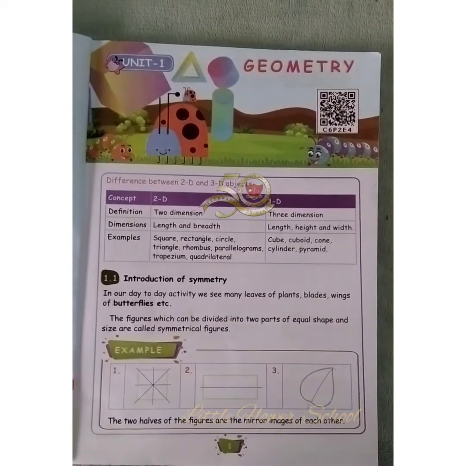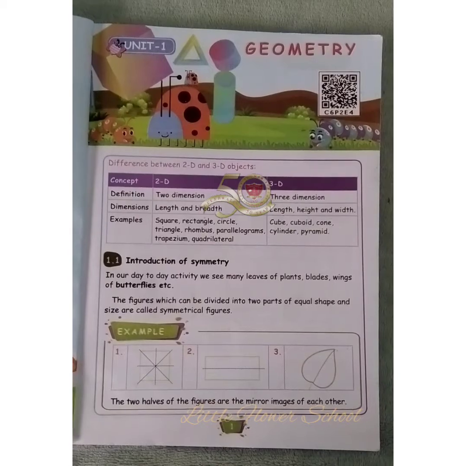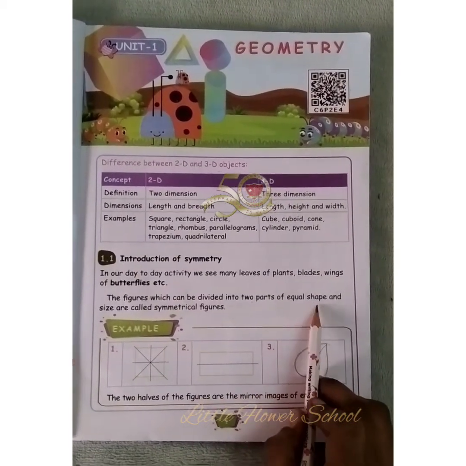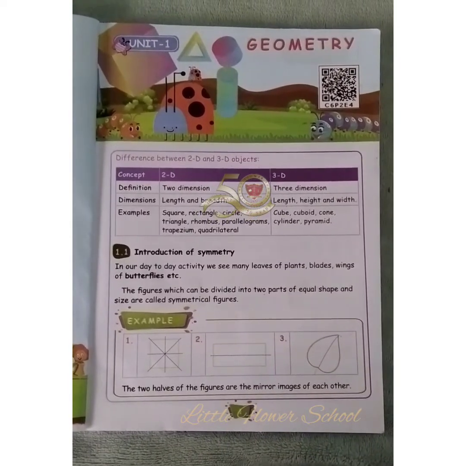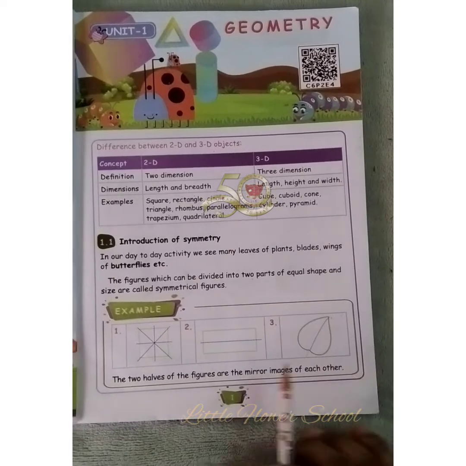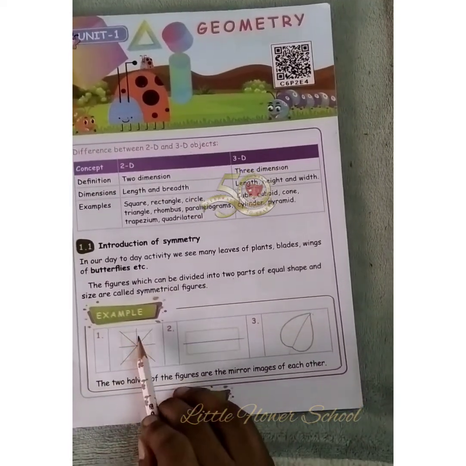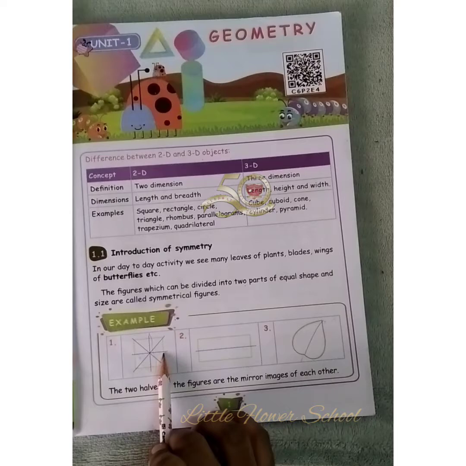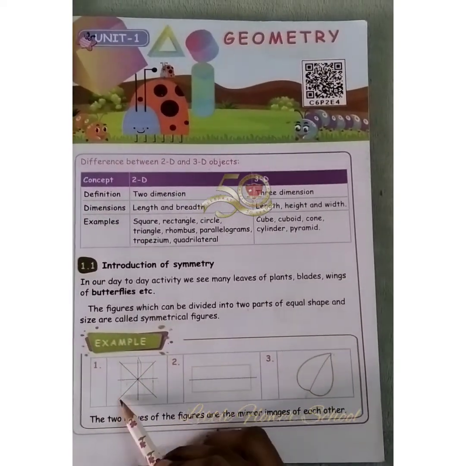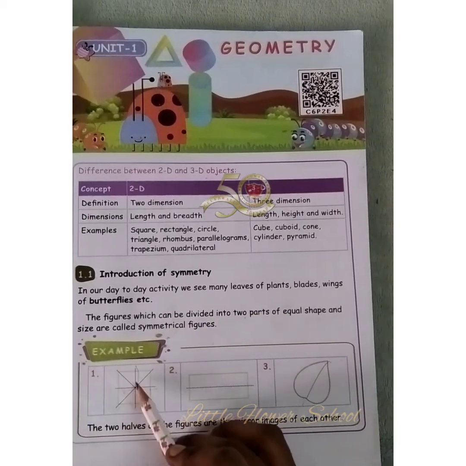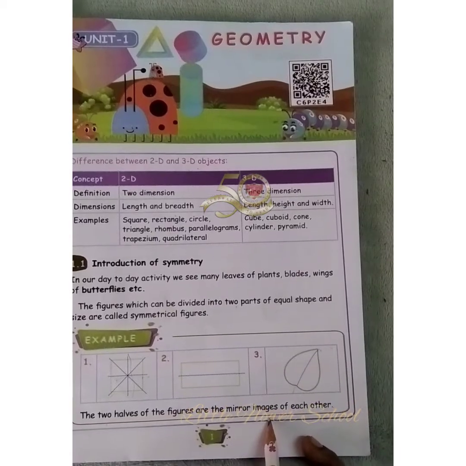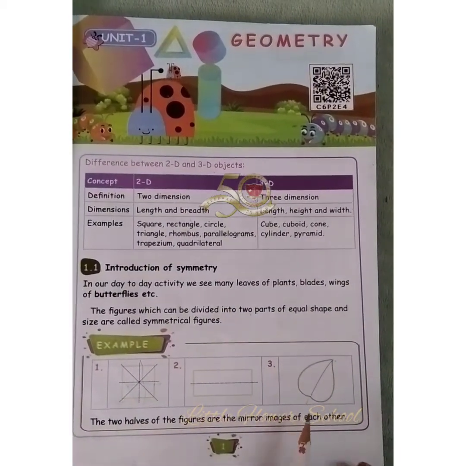Now we are going to see symmetry. A symmetrical figure is a figure which can be divided into two equal shapes and sizes. See here they have given an example. They have given a square, they divided. If you cut here, you can get 2 equal halves. If we cut here, you can get 2 equal halves. Likewise, you can draw the line here also and here also. The exact 2 halves of the figure are mirror images of each other. You will get the 2 equal parts.